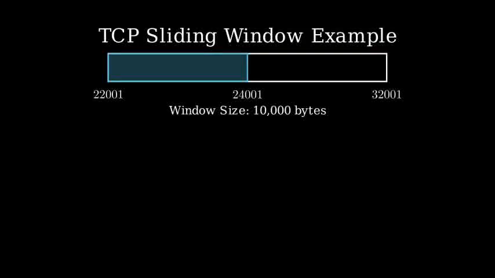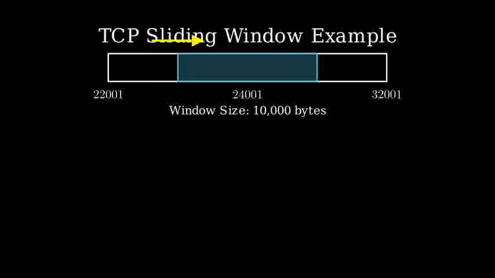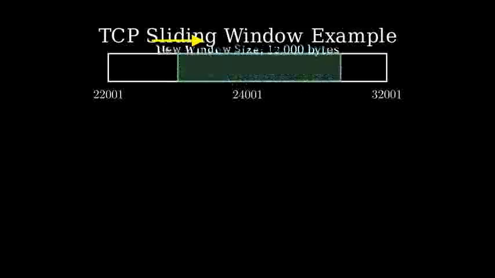Now, we receive a new segment with an acknowledgement number of 24,001. This means all data up to this point has been successfully received, so our window slides forward by 2,000 bytes. Along with this acknowledgement, we also receive a new window size advertisement of 12,000 bytes. This means our window needs to expand by 2,000 bytes.